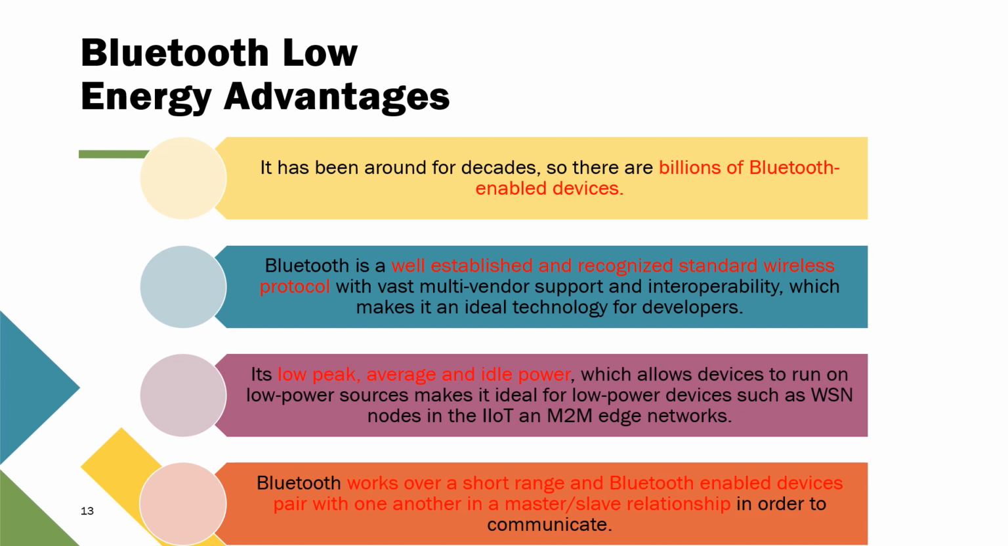So it makes it ideal for low power devices such as WSN nodes and in the IoT and M2M edge networks. Okay, so the last one is that Bluetooth works over a short range, and Bluetooth enabled devices pair with one another in a master slave relationship in order to communicate.